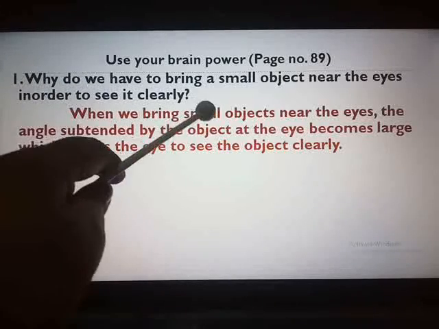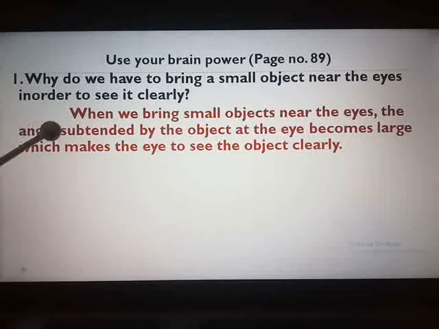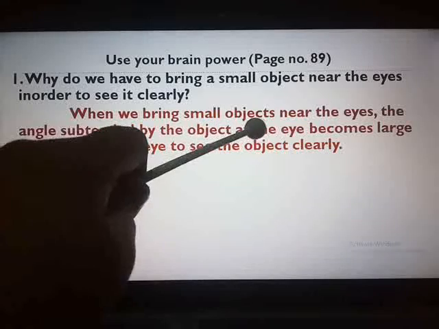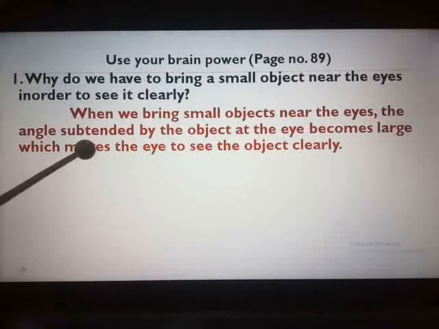When we bring small objects near the eyes, the angle subtended by the object at the eye becomes large, which makes the eye to see the object clearly.